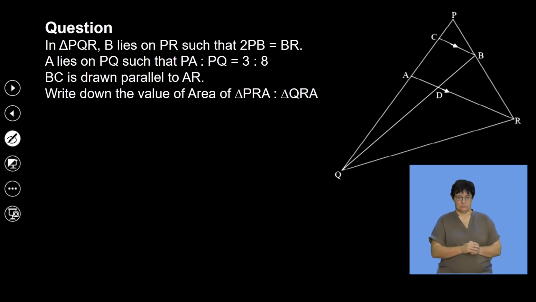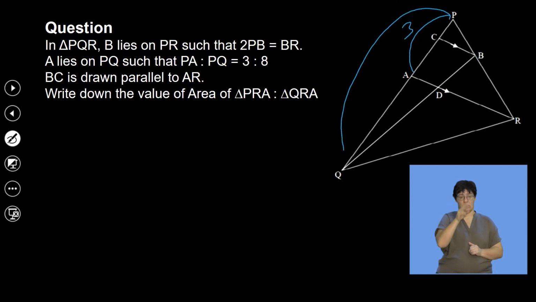So, write down the value of the ratio of the area of PRA and QRA, right? Now, firstly, we're going to write everything that we know. We know that this PA here is in the ratio of 3 is to 8 to my PQ there, right? So this is 8. And then also I know that my BR is 2x when my PB is x, right?